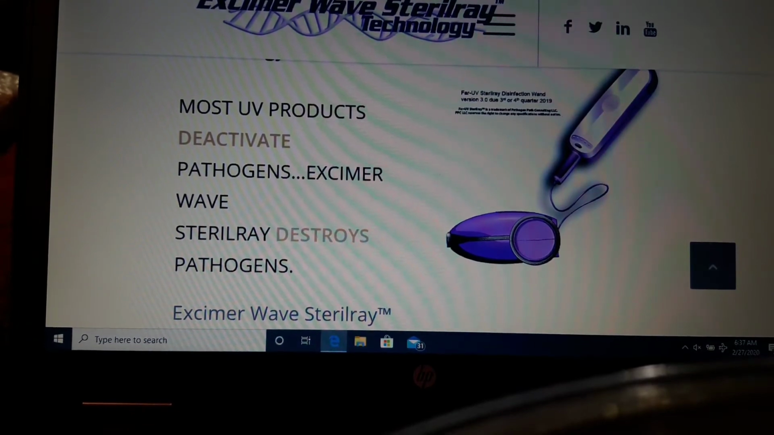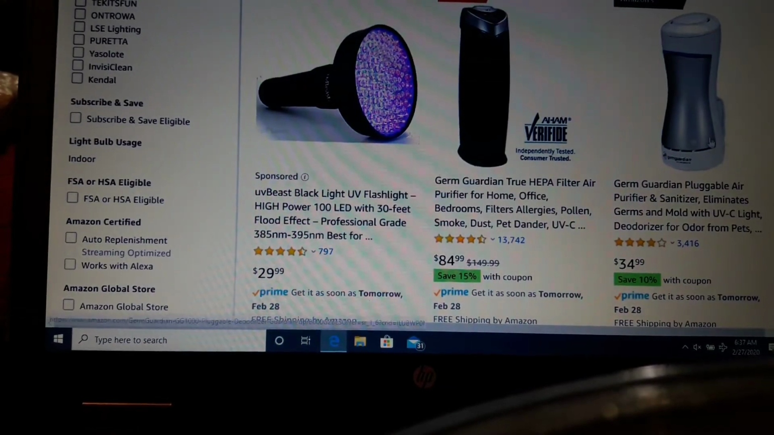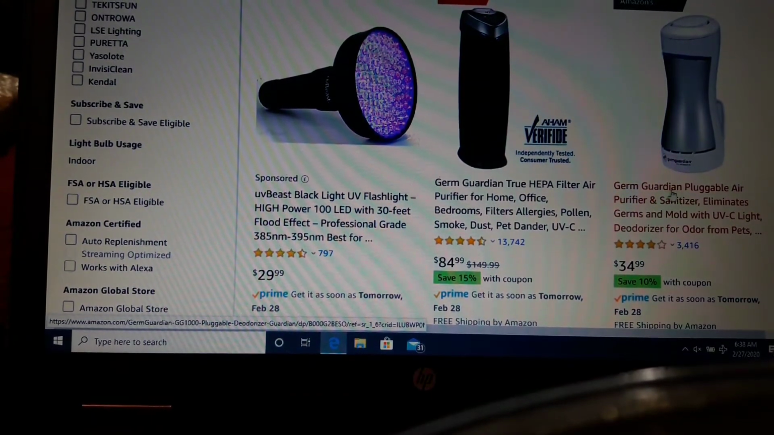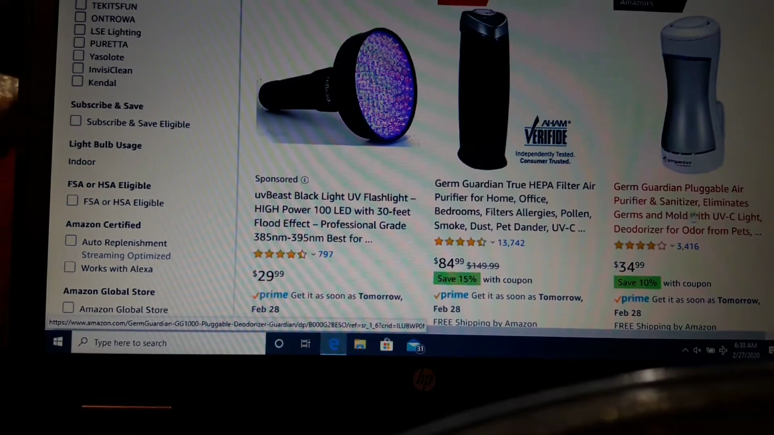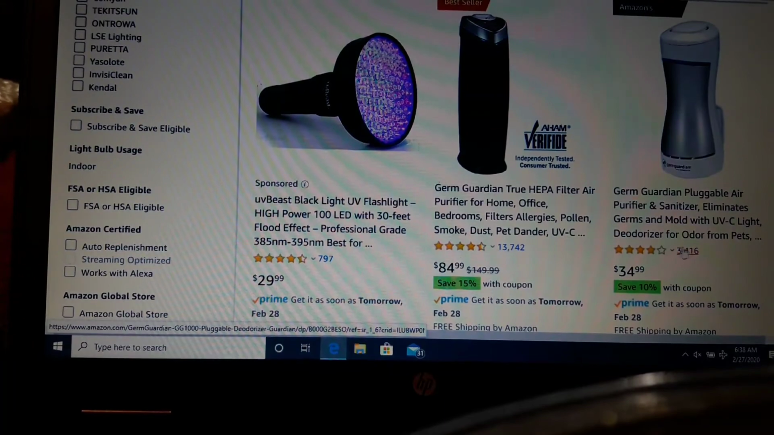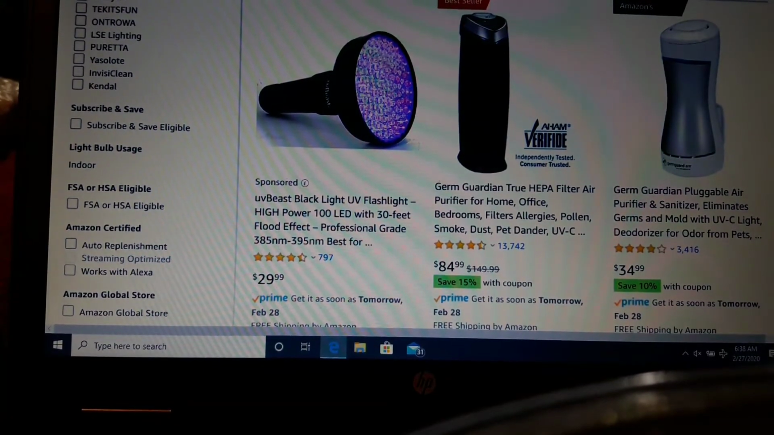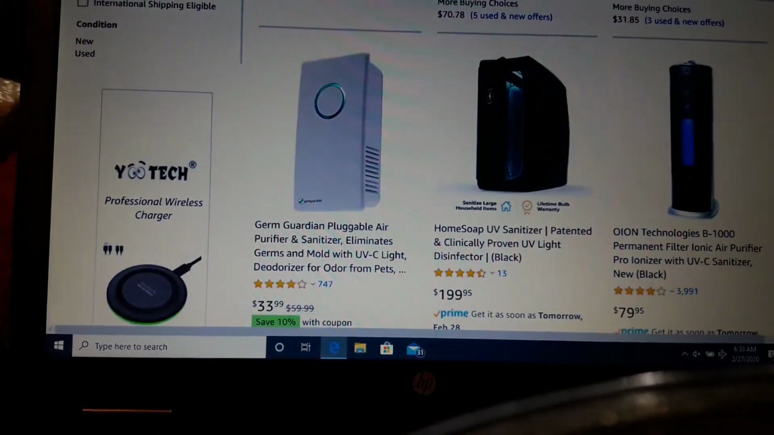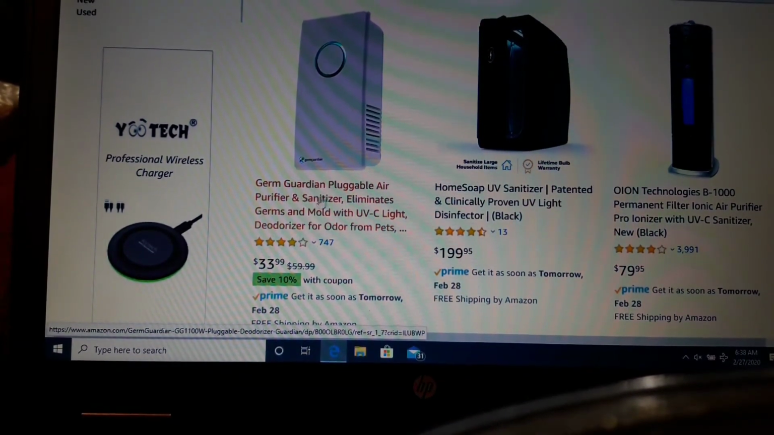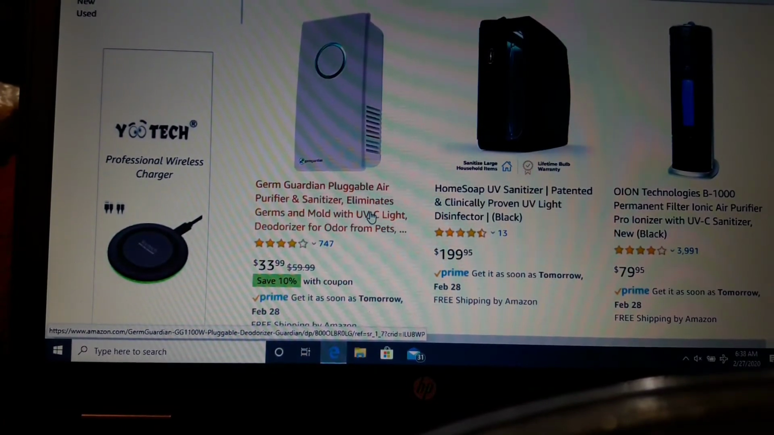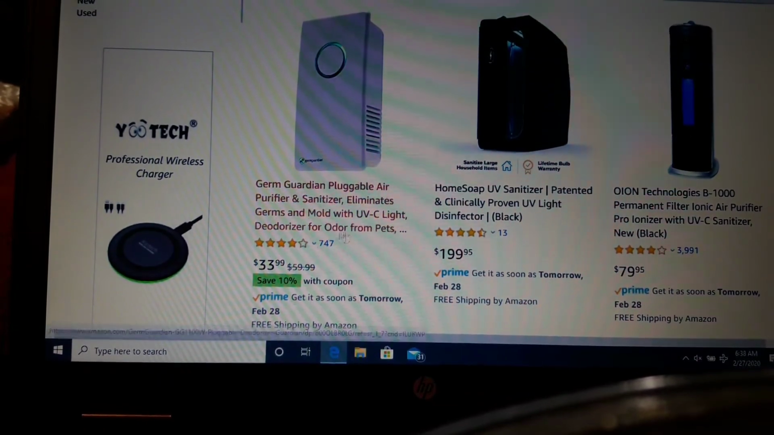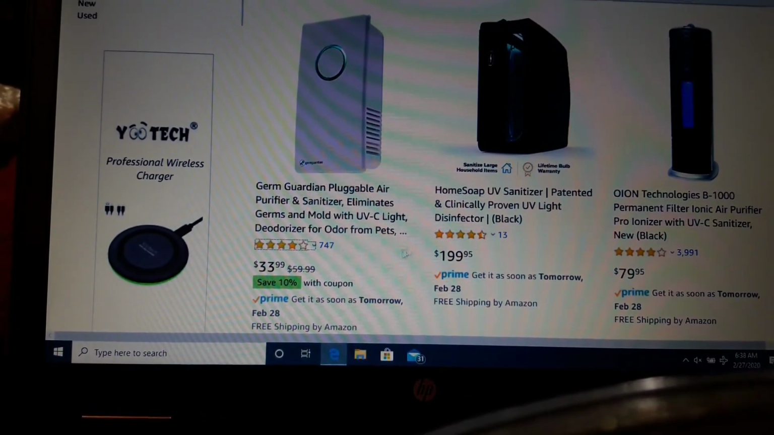Anyway, and then Amazon also carries, right, this one right here is a Germ Guardian pluggable air purifier and sanitizer. Eliminates germs and mold with UVC Light, deodorizer for odor from pets. Some of them are going to operate and do the job more quickly. Here's the Germ Guardian pluggable air purifier and sanitizer. It eliminates germs and mold with UVC Light, deodorizes odor from pets.